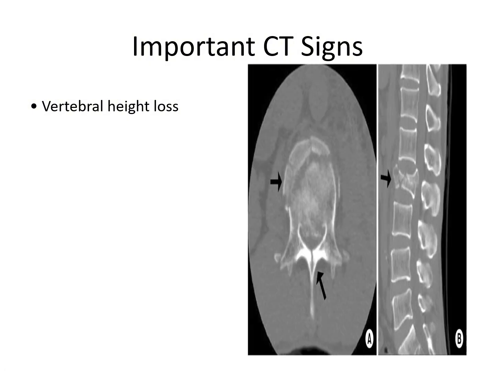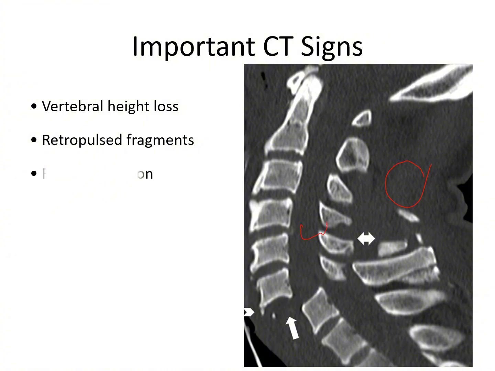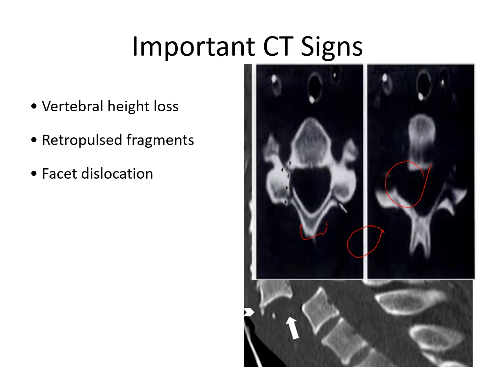Now the important CT signs. So vertebral body height loss. We can see here in the sagittal image there is vertebral body height loss. Retropulsion of fragments. This is the retropulsed fragment. This is the axial image. Facet dislocation. This white arrow denotes the facet dislocation and this is the complete disruption. We can also see here there is facet subluxation in the axial image.